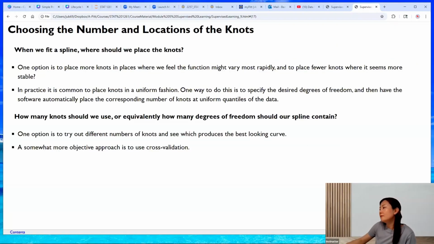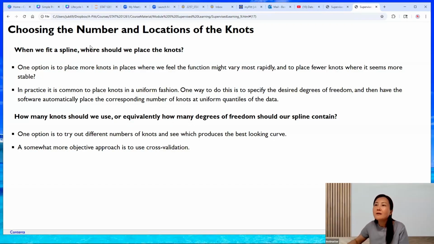And then, how to choose the number and locations of knots. This is apparently a hyperparameter that we can adjust. One option is to place more knots in places where we feel the function might change rapidly, and fewer knots where it seems more stable. So you just eyeball the plot and see how many knots we need.